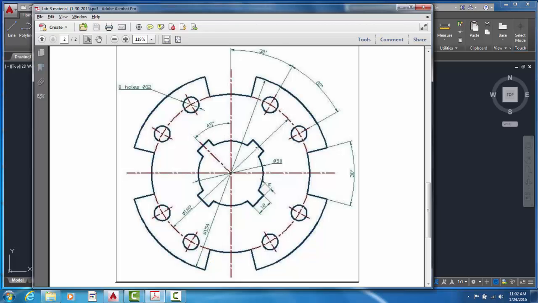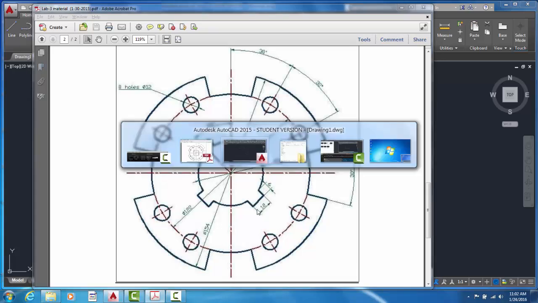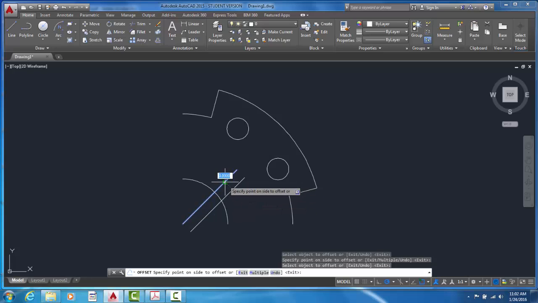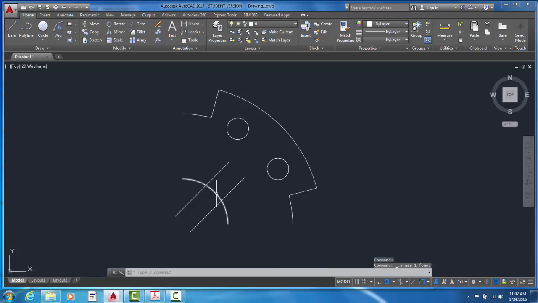Now that I have that line, I'm going to offset it to create the sides of this cutout. We know that this cutout is 12 units wide. So I'm going to offset by 6 units to this side and to this side. And I think I'm done with this construction line now. Next, I'm going to remove the portion of the arc that lies between those lines with a trim.